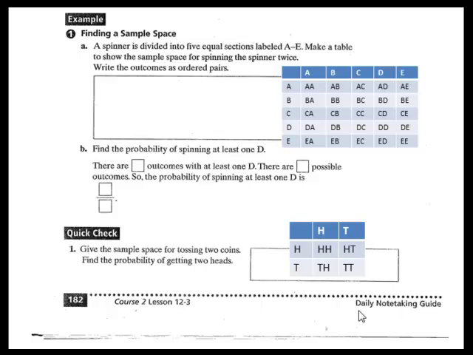Now, we need to find the probability of getting 2 heads. So if you look at our table, we have one section or one combination that has 2 heads. So that would be 1 out of 4 possible combinations. Let's try another one. Let's find the probability of getting at least 1 tails.